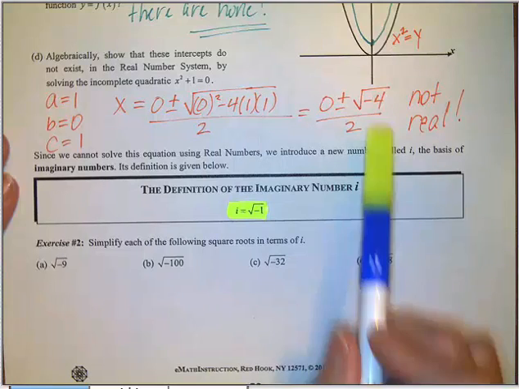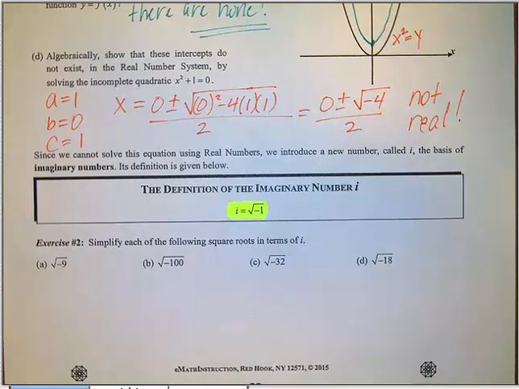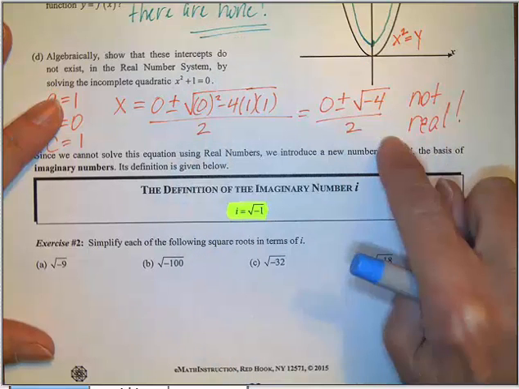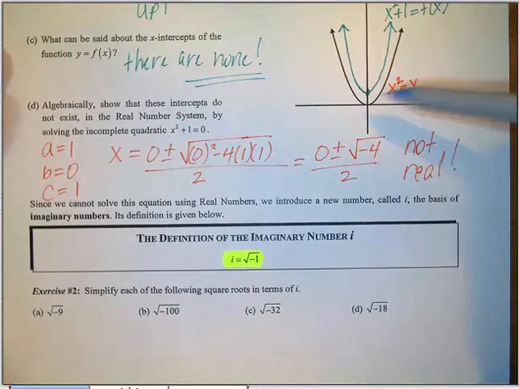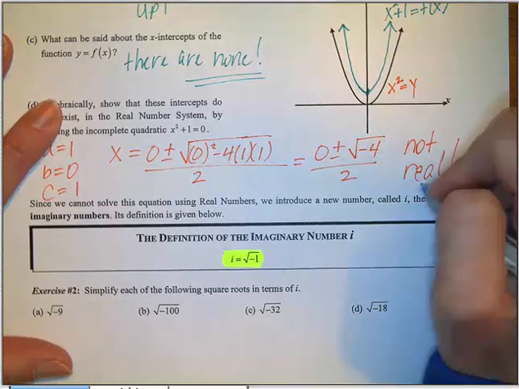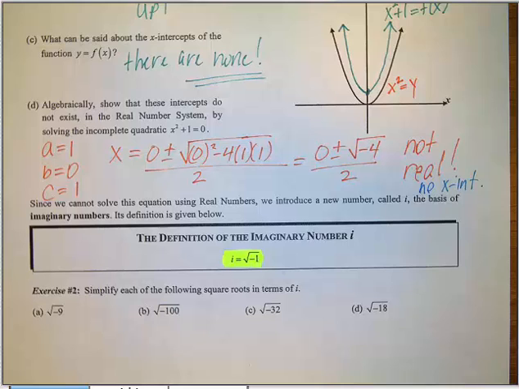So if I was looking at this one up here, I know the square root of 4 is 2. I don't know what the square root of negative 1 is, so that's what we need to contend with now. So we're going to simplify each of the following square roots in terms of i. I forgot to say above that the reason there are no x-intercepts is because it's an imaginary equation, because the roots or the solutions are imaginary. So if it's not real, there are no x-intercepts. Okay, that's really important.